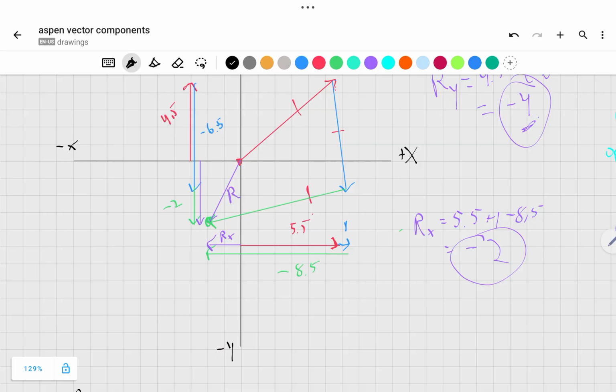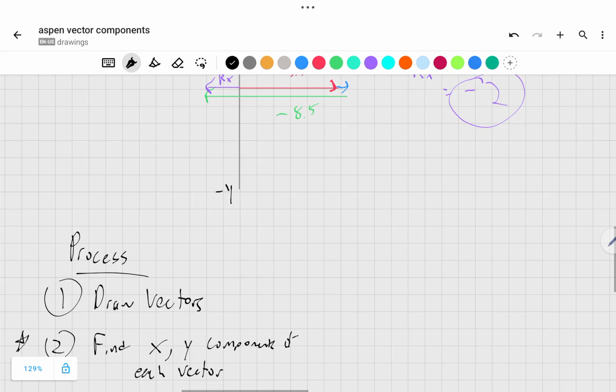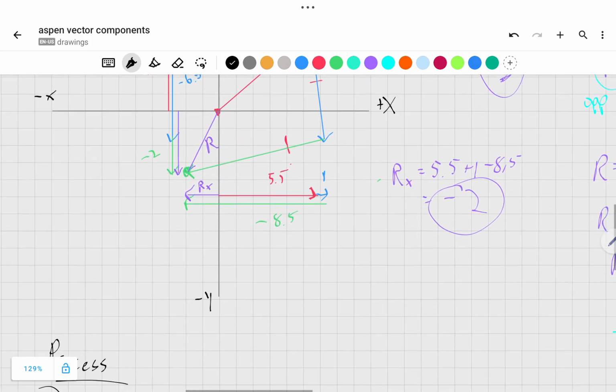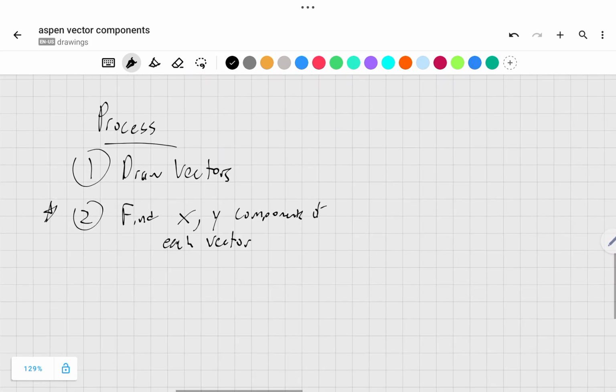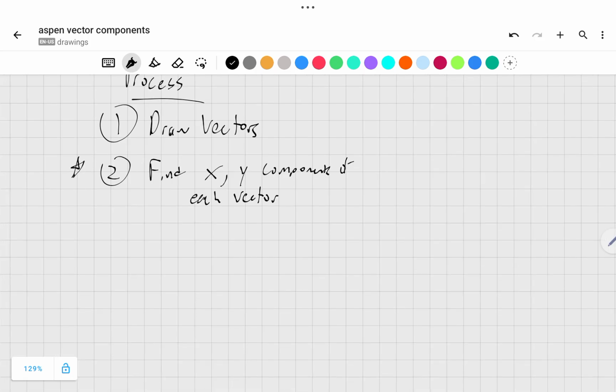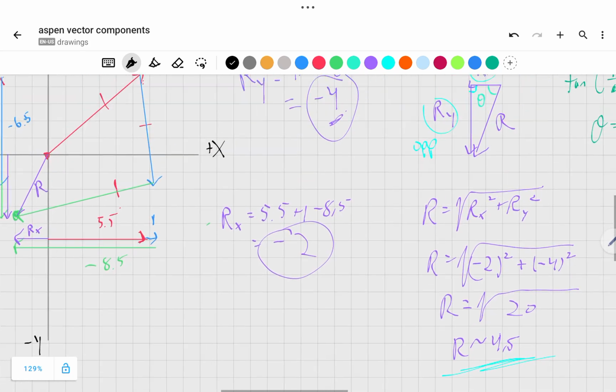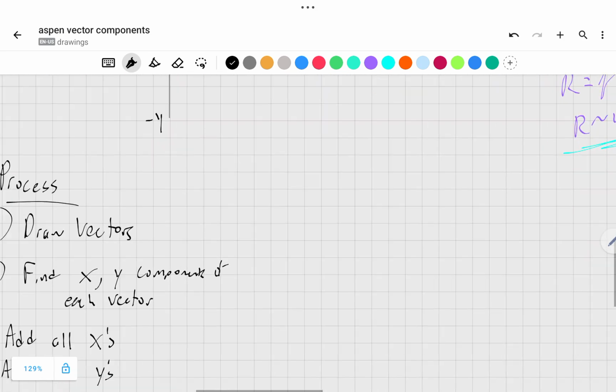I drew it up here. It's pretty easy to just draw them, but you can get a lot more precise answers and honestly a lot faster by focusing on the math part. So that's the part we're going to really focus on next. Step 3, add all x's, add all y's. So we're going to add all the x's together. We're going to add all the y's together. That's what we did over here to get the Rx and then the Ry.